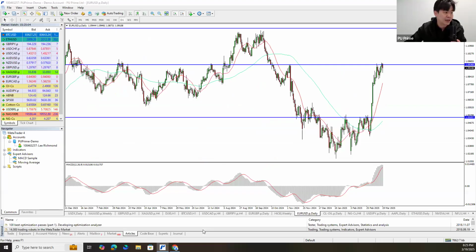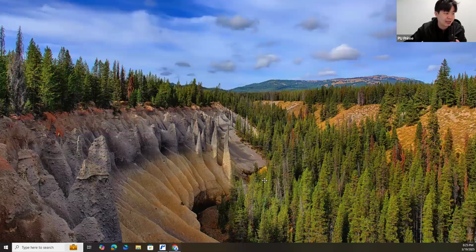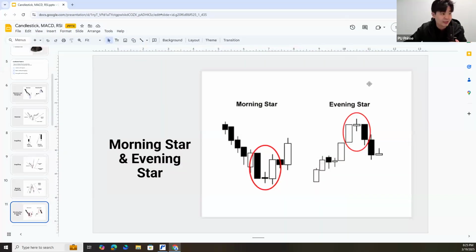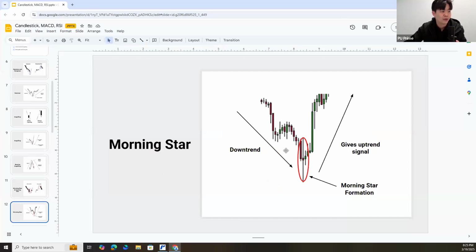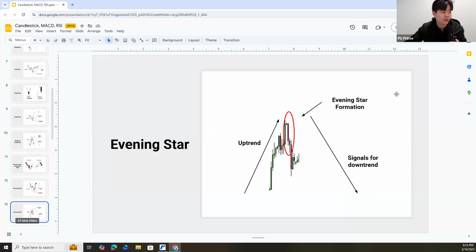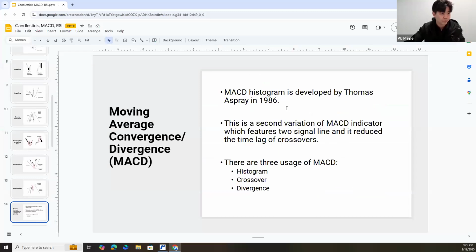Okay, so the doji candlestick is very simple for us to understand. It's a very small candlestick. The morning star comes before a potential rebound, and the evening star is like dropping back.